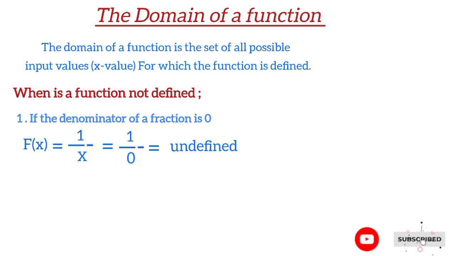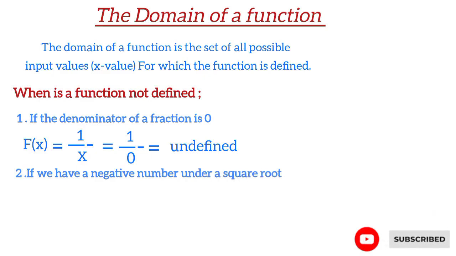A function is also said to be undefined when we have a negative number under a square root. Say we have a function f of x equal to the square root of negative x. We know it is impossible to take the square root of a negative number. Therefore, such a function is said to be undefined.